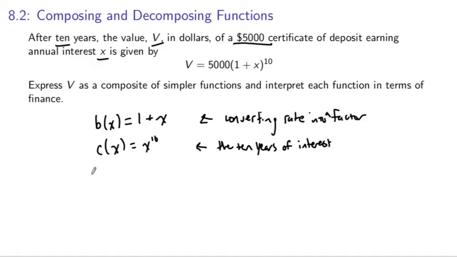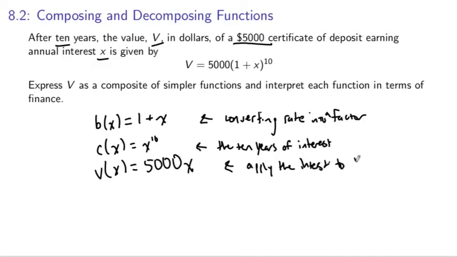And then we might have v of x be multiply x by 5,000. And this represents applying the interest to the deposit value, or the deposit amount, the initial value.